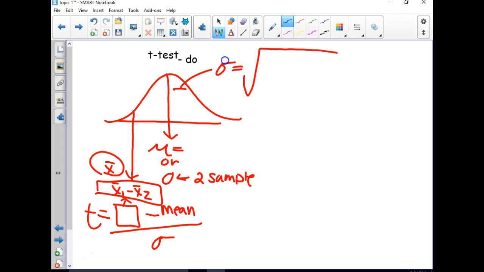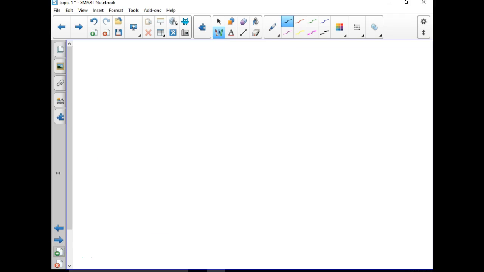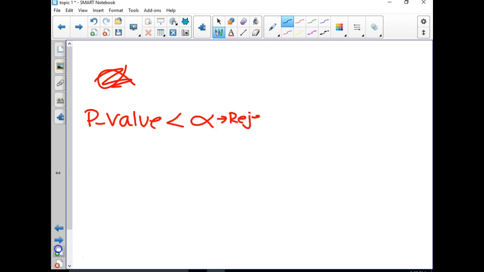The conclusion is the same for every single test. You want to go through the conclusion? Okay, so let's start with your p-value. If your p-value is less than alpha, remember? We reject our null hypothesis. We have evidence for HA.